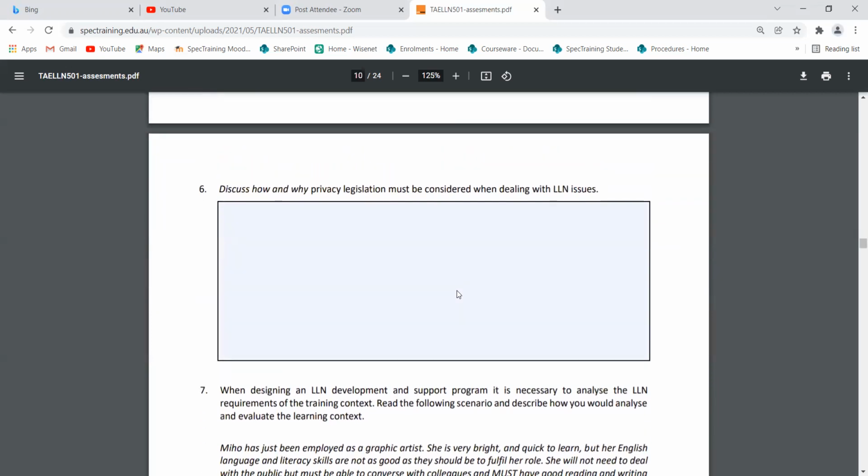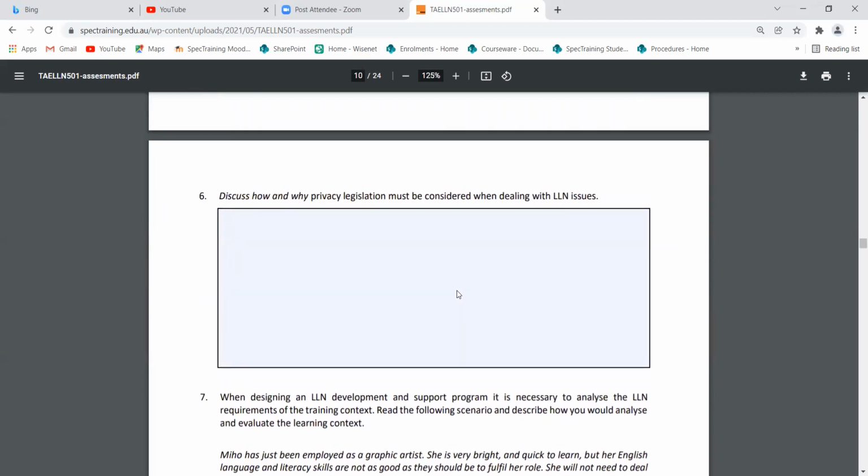Coming down, question 6, discuss how and why privacy legislation must be considered when dealing with LLN issues. Okay, so this is certainly related to people's self-esteem and emotional safety. Certainly, it's related to people's personal details as they are enrolling as well.